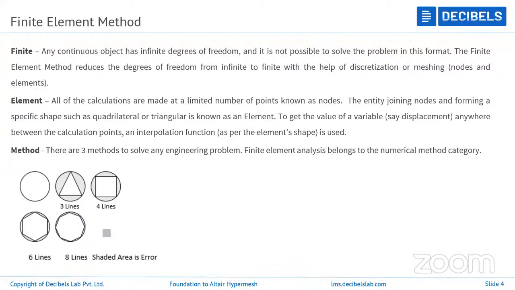But for our convenience, we are going with the two basic shapes, that are triangle and square. These are the two basic shapes which we use in the CAE industry, and these two are sufficient to solve any kind of geometry. So this is the theory behind the finite element analysis.